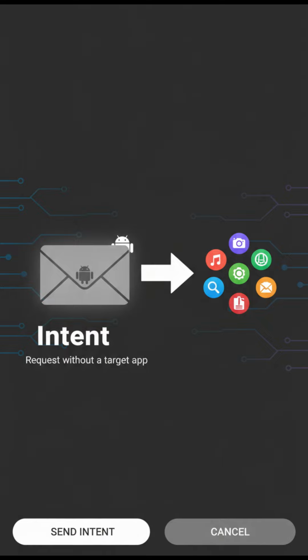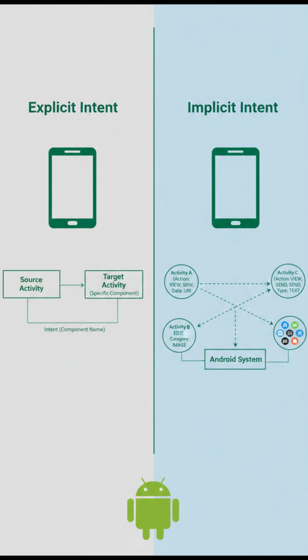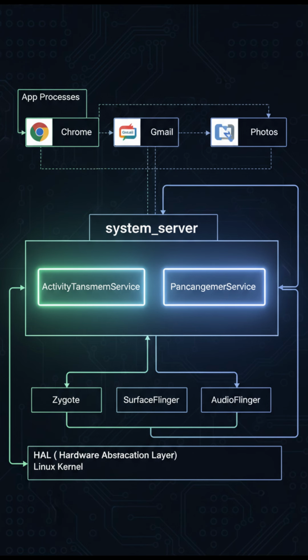Now, what exactly is an intent? An intent is basically just a message. It says what you want to do, not who exactly should do it. For example, you want to open a web page, share an image, or dial a number. There are two types of intents. One is explicit intent, where the exact activity is known, and the other is implicit intent, where Android has to decide. And that decision process is what we call intent resolution.